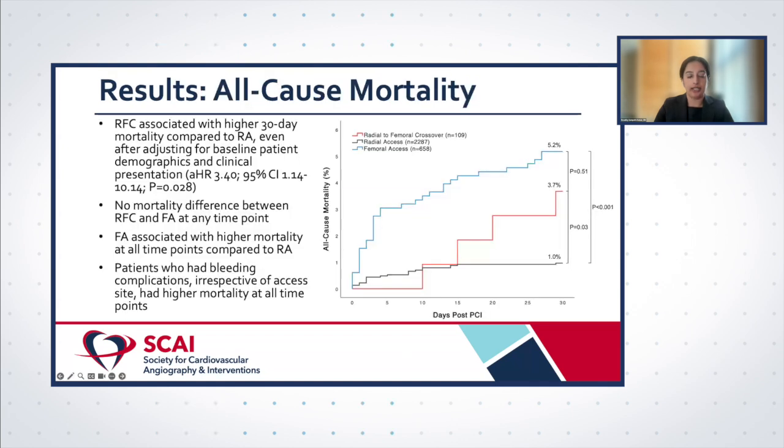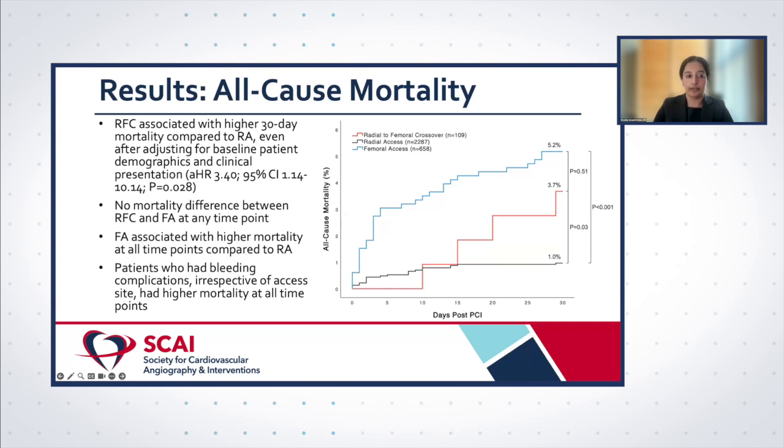Looking at all-cause mortality, radial to femoral crossover was associated with a higher 30-day mortality compared to radial access. And this remained true even after adjusting for baseline patient demographics and clinical presentation. Radial to femoral crossover had an adjusted hazard ratio of 3.4 for 30-day all-cause mortality compared to radial access. There was no difference in longer-term mortality post-PCI.